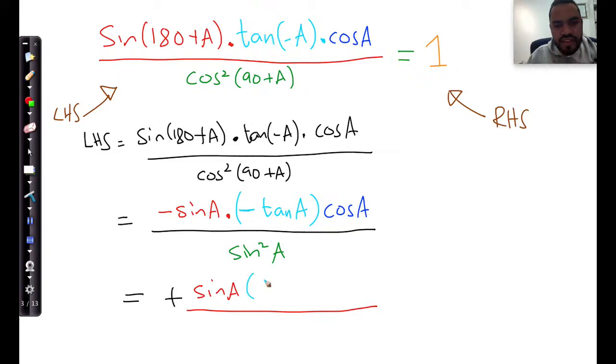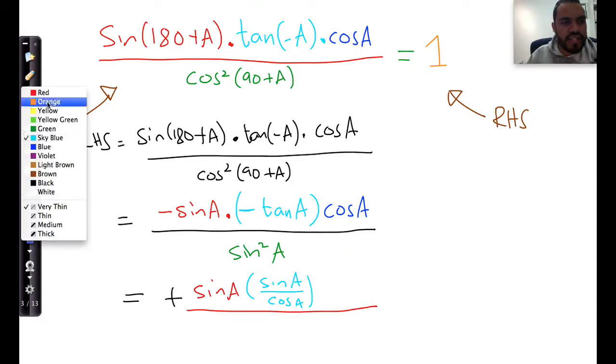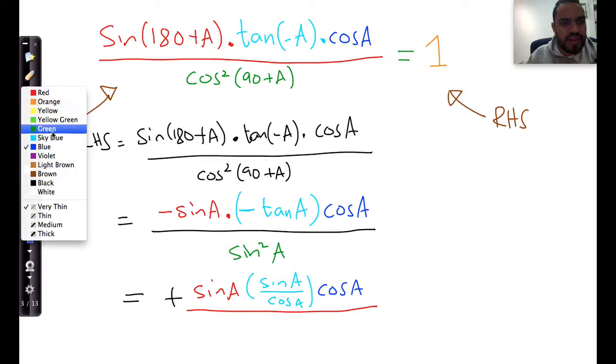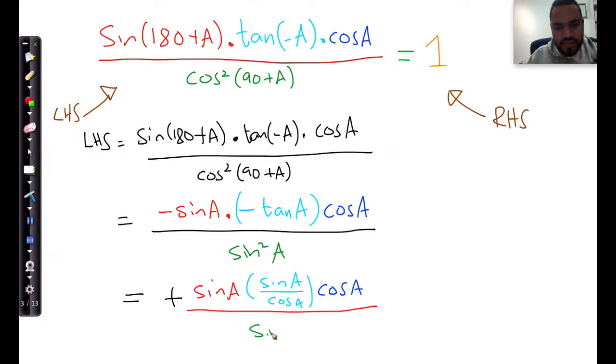the tan A simplifies into sine A over cos of A, and cos A, which you can clearly see over here, is already cos A, right, which is the same as cos A over 1, divided by sine squared A. Okay, clearly you can see that the cos A cancels with the cos A. That leaves me with sine A multiplied by sine A, which is actually sine squared A, divided by what I have at the bottom, which is sine squared A, which is equal to 1.